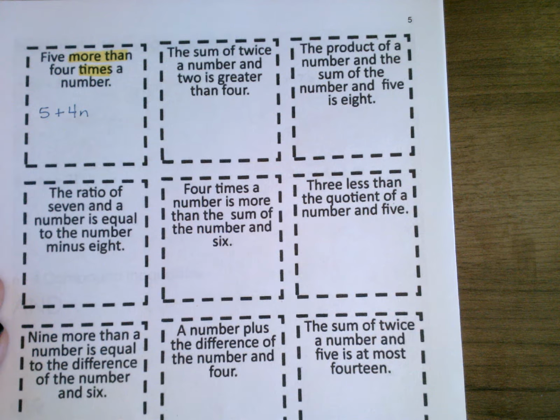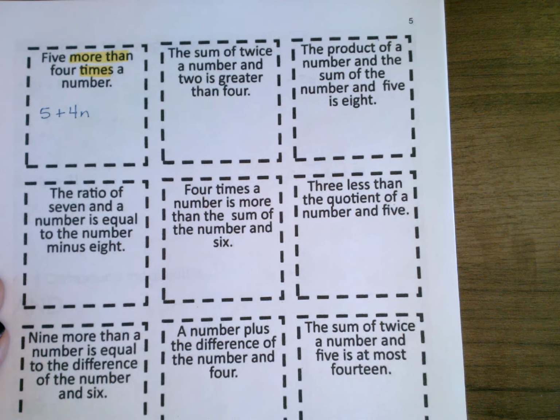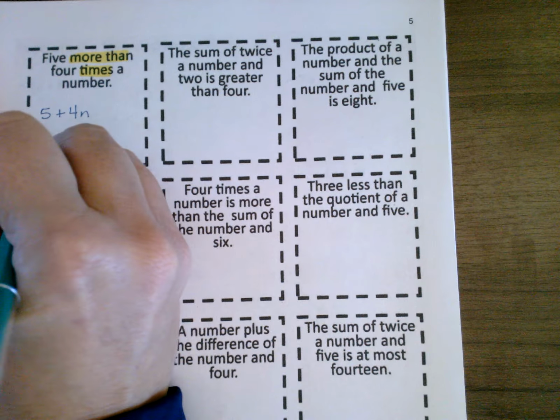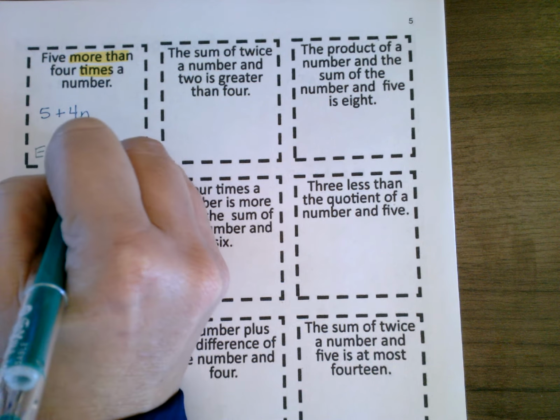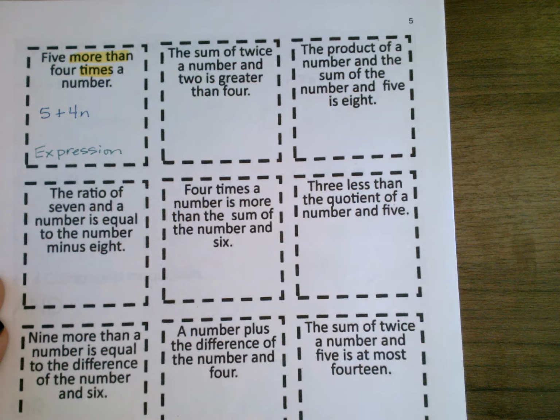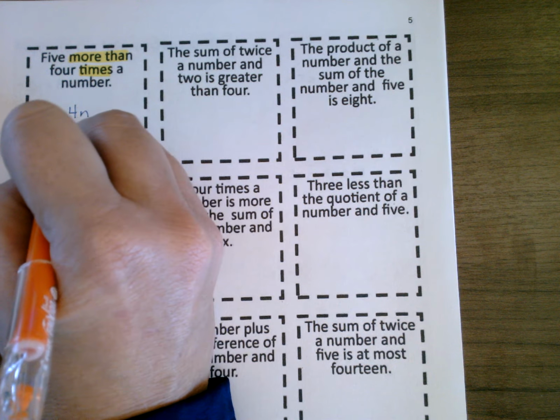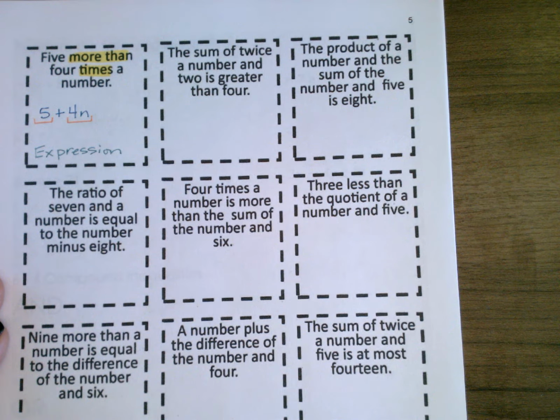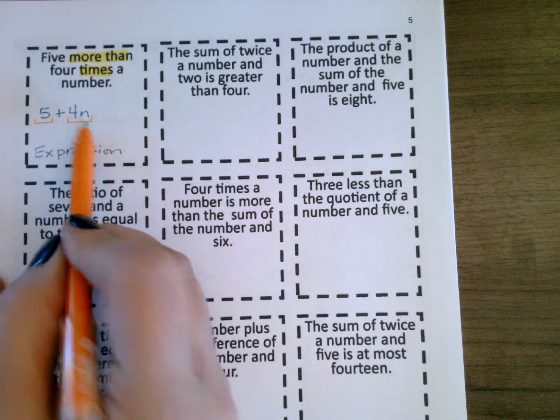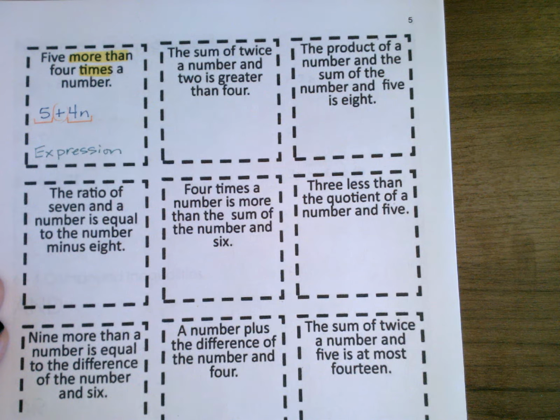You can use n, you can use x. So this is what I have written. Is this an expression, an equation, or an inequality? This would be an expression. It contains 2 terms. A term is like this number 5, and 4n. There are 2 terms connected by an operation. In this case, it is addition.